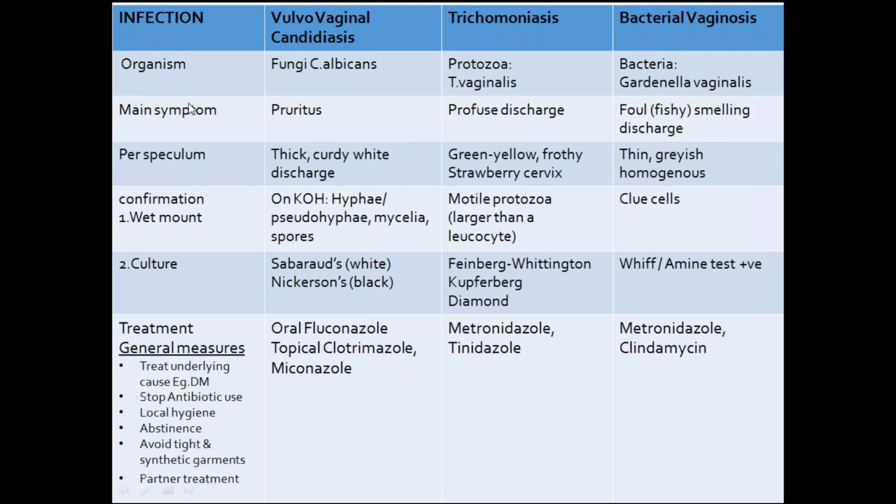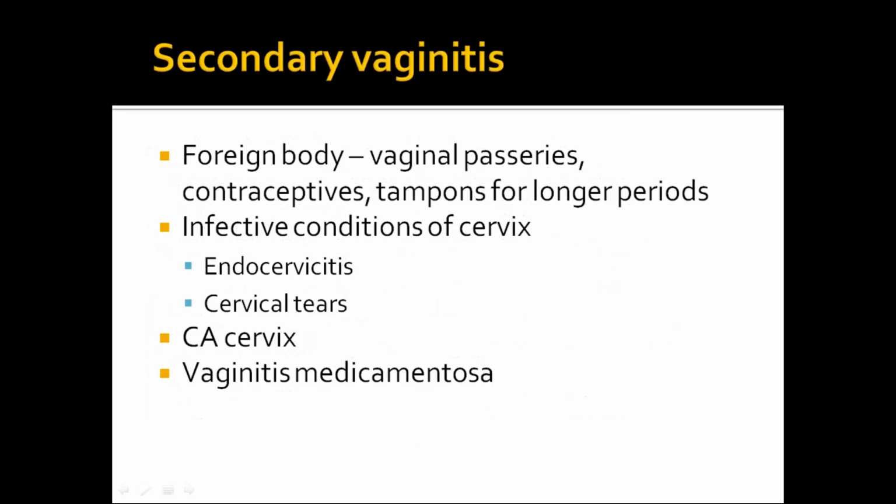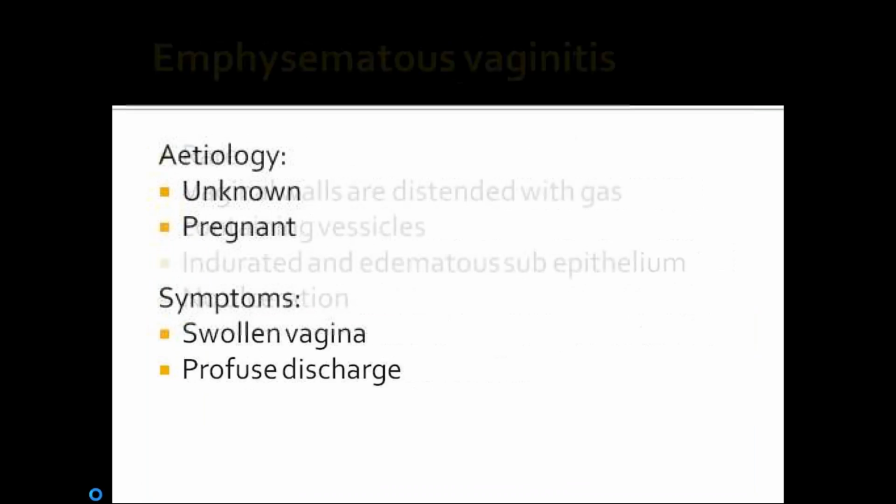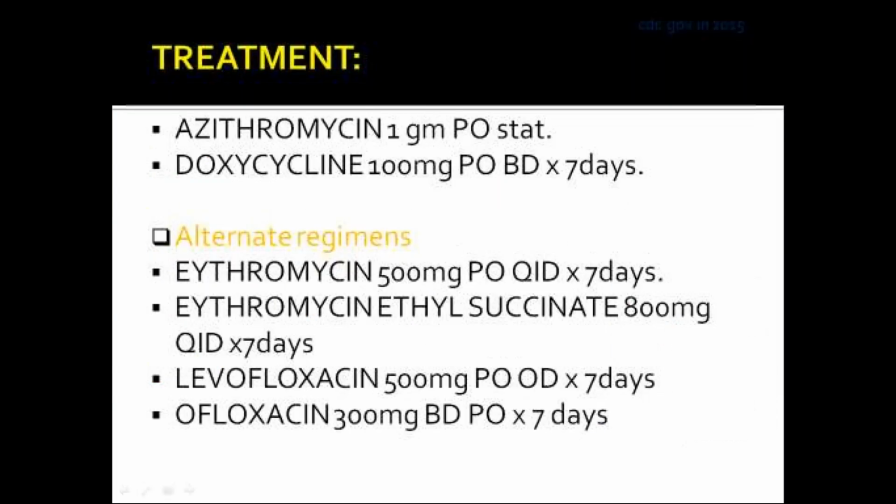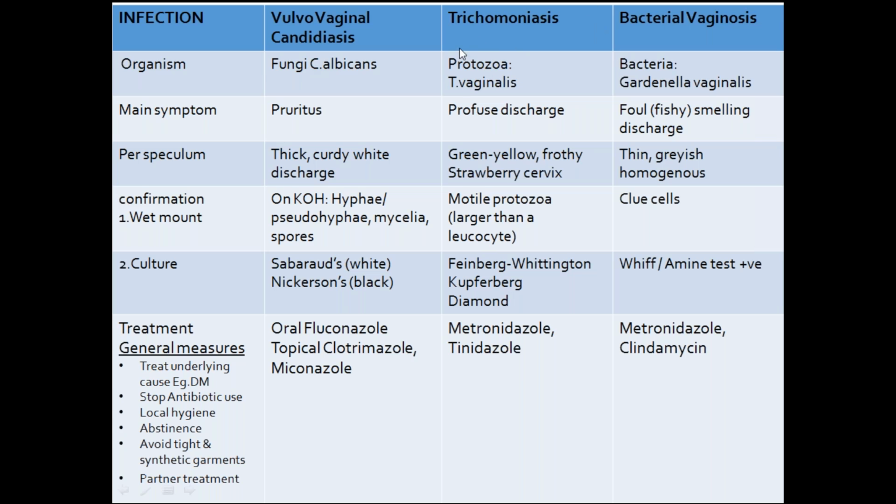Here is a representation of the varieties, the most common being vulvovaginal candidiasis, trichomonas, and Gardnerella vaginalis, that is bacterial vaginosis. The most common organism in vulvovaginal candidiasis is Candida albicans, and next is Trichomonas vaginalis, a protozoan. Bacterial vaginosis is usually caused by Gardnerella vaginalis. It's a mixed infection, so many organisms will be there.